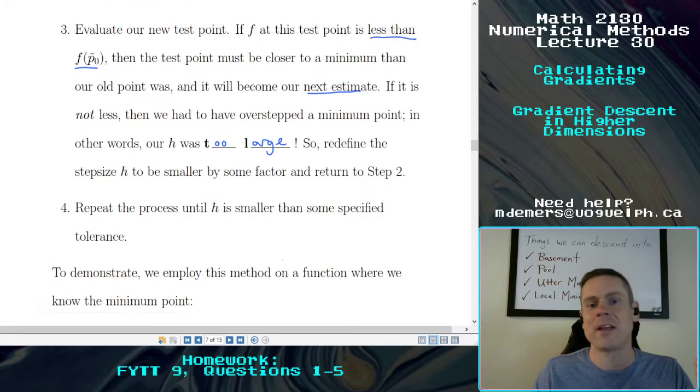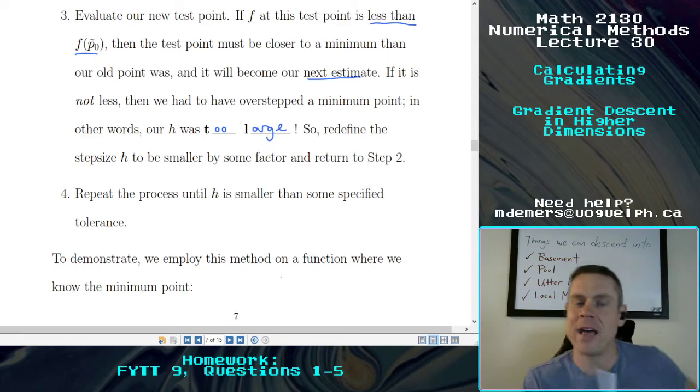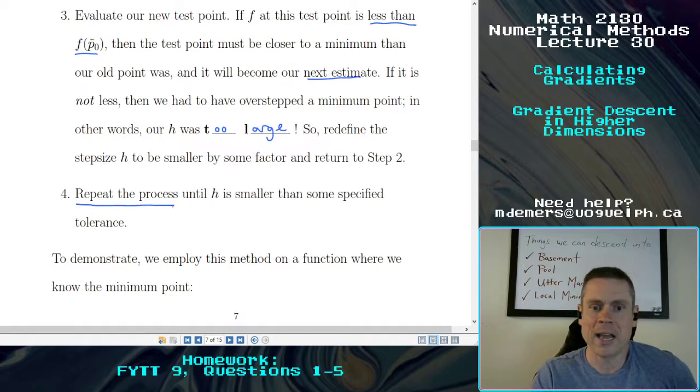Okay, so take a step half the size, and hopefully you don't overstep it. Try again, evaluate that, see how you're doing, okay? And you can repeat the process again and again and again until the h is small enough, maybe within 1/1000th or 1/1000000th if you have it all set up automatically, so that you know you're no more than that far away from your minimum point.